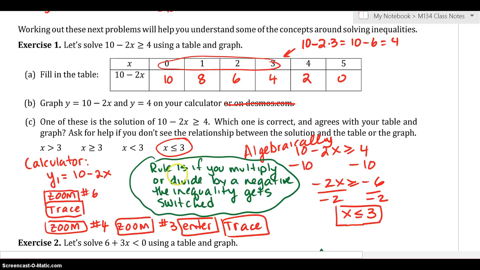So before we do, I want to just write down the rule in the middle here. The rule is if you multiply or divide by a negative, so I divided by a negative here, you're going to reverse the direction of the inequality. So let's look at a few examples of that on a different page. Let's just go and get the blank paper out.